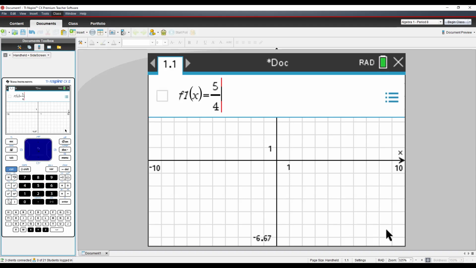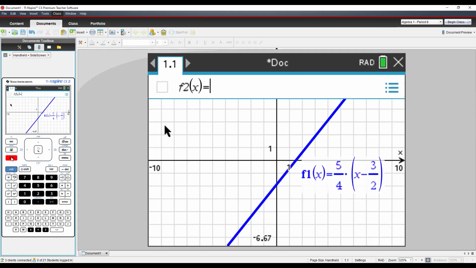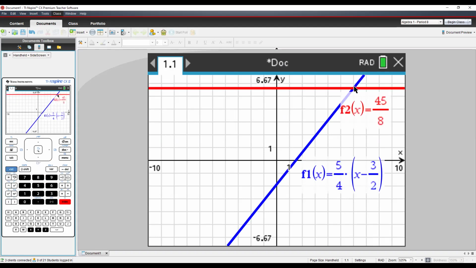And then parentheses, x minus 3 over 2. So 3 over 2, that was supposed to be an x. So let me put an x there. Okay, that's the left-hand side. So I press enter. And then I'm going to do the right-hand side. That's also a fraction, so I'm going to do control divide. It's going to be 45 over 8. Press enter. Here's the intersection right here.